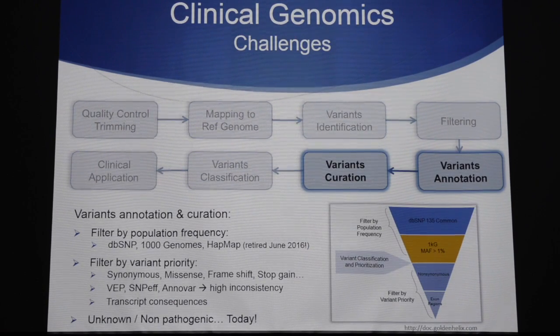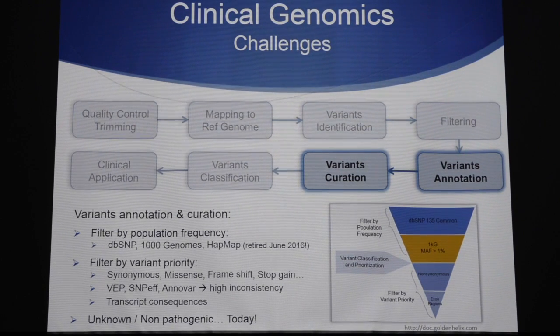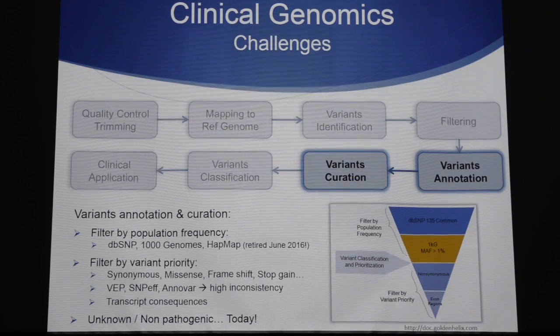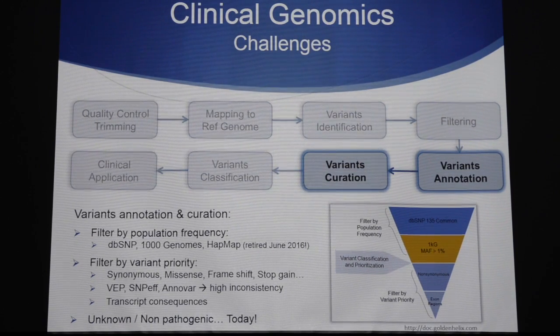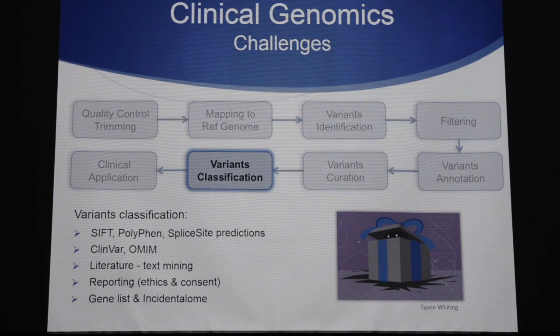Once the variants have been identified, a curator needs to filter them based on population frequency and predicted consequences at the transcript and protein level. It is also important to keep in mind that a variant that was found to be non-pathogenic or of unknown effect today might be classified as pathogenic in the future, in which case a clinical record needs to be updated and the corresponding patients informed. Variant classification and reporting is what I call the Pandora's box.